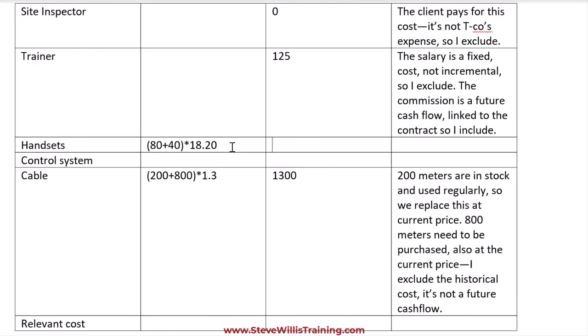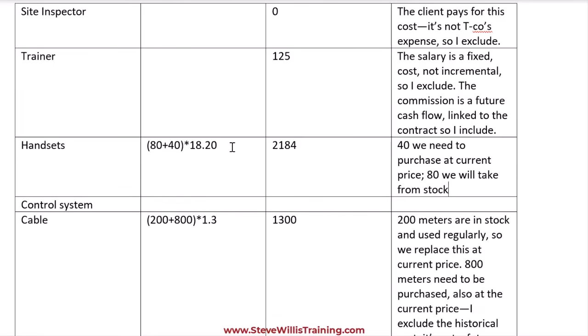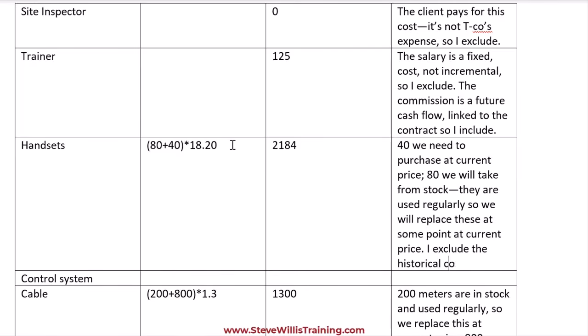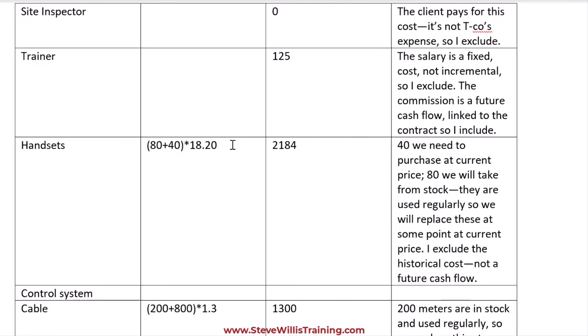And that comes to 2184. Okay, this is similar to what I wrote below. Let's do exactly what they say. So I will write it up again. 40 we need to purchase at the current price. 80 we will take from stock. They are used regularly, so we will replace these at some point at current price. I exclude the historical cost, not a future cash flow.